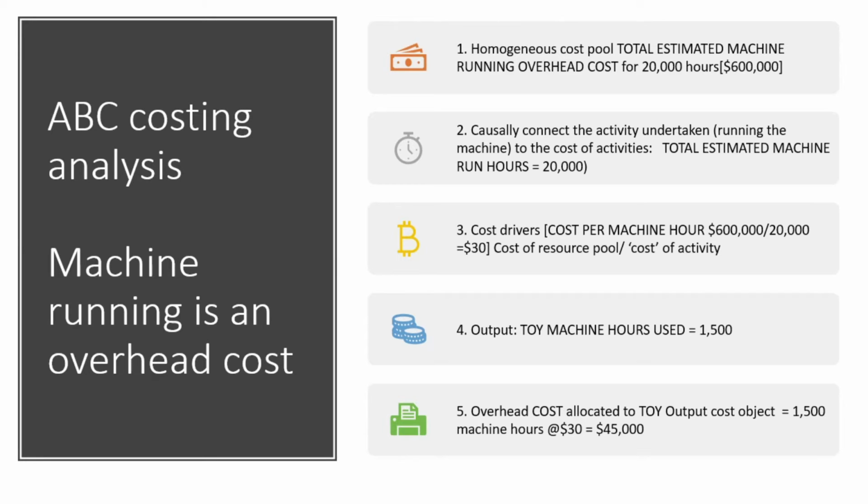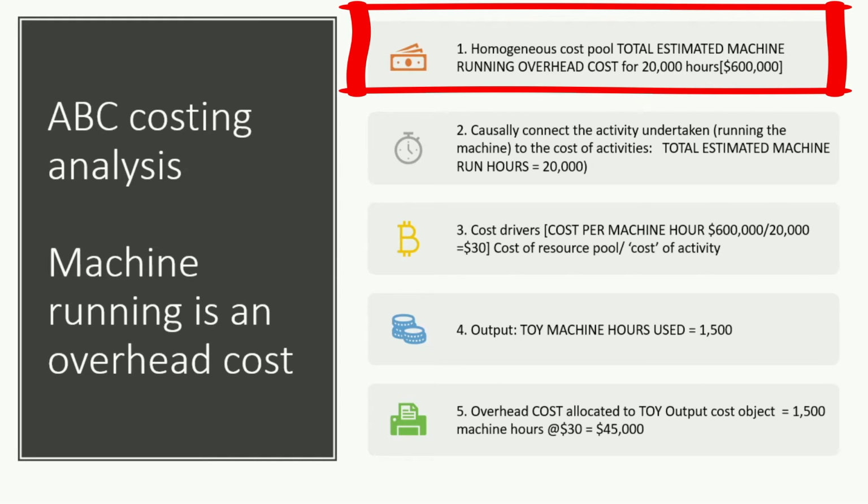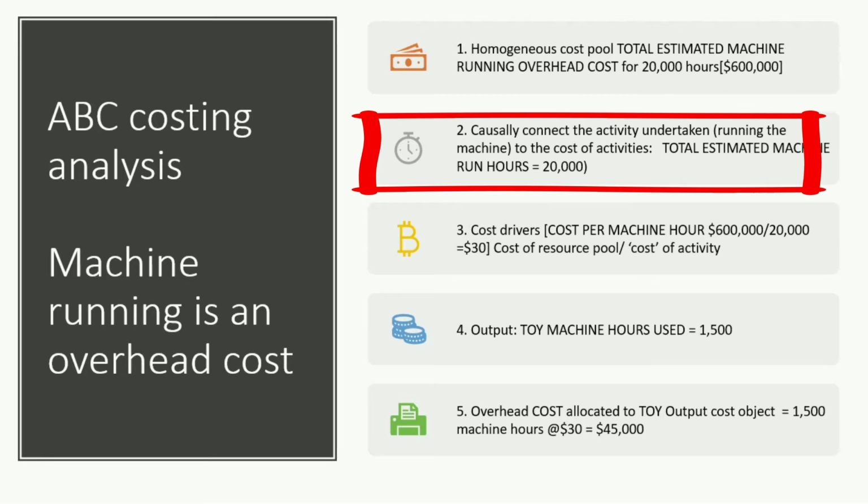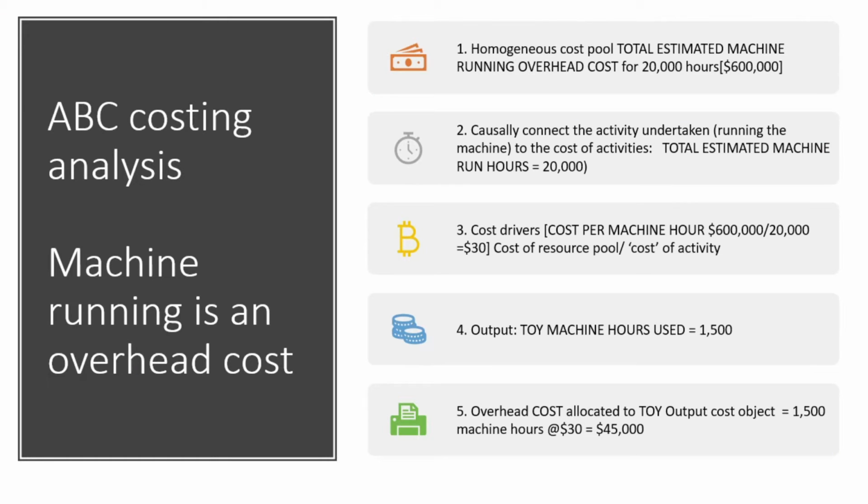So let's apply what we talked about now. Machine running is an overhead cost in this enterprise. So the homogeneous cost pool here are machines being run, and that's generating overhead costs. The cost of running machines is 600,000. So that's the resource that's been consumed. And that 600,000 cost is for the estimated 20,000 hours. Second is we need to now causally connect the activity undertaken to the cost of activities. So the cost of the activities in non-monetary terms is the total estimated machine run hours. So that's estimated as 20,000 hours.